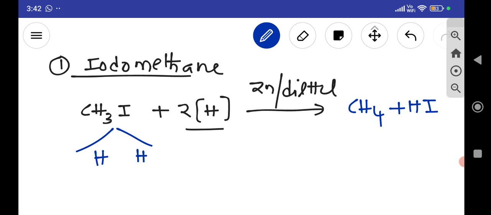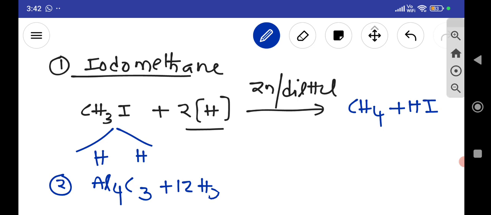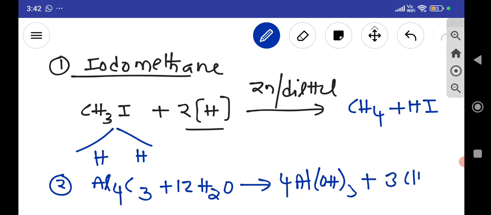Next, one more method is to take aluminum carbide. Al4C3 is known as aluminum carbide. On addition of 12 moles of water, you get 4 aluminum hydroxide, along with 3 moles of methane gas. So this is your second method.